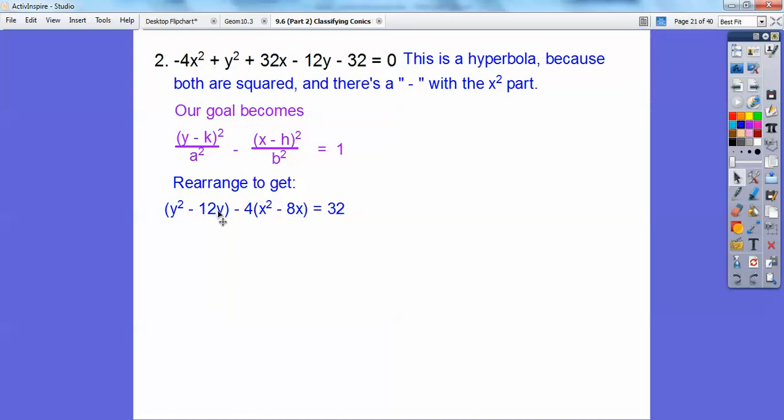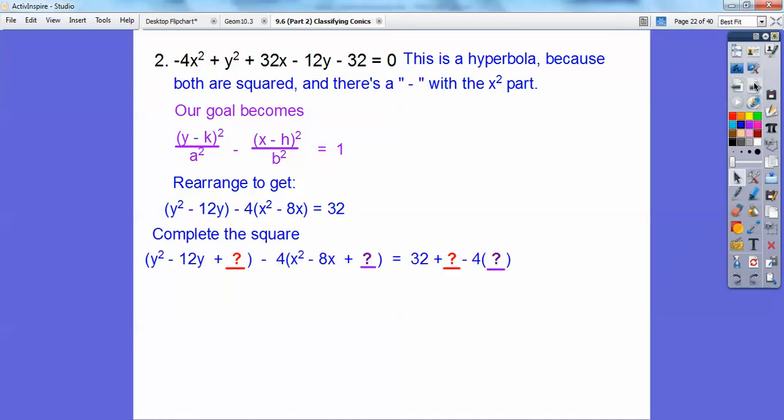All right, so now I'm going to create a space here and create a space here, and then I'm going to take half the middle guy and square it. So here's my y squared minus 12y right here. Here's my minus 4, and inside it's x squared minus 8x, so there's that right there. Now I'm going to take half of 12, which is 6. 6 squared is 36, so I'm going to add 36 right there and right there. Do you see my red question marks? Okay, that's a dark purple. I don't know if you can see dark purple at home. I'm going to take half of 8, which is 4. 4 squared is 16. So I'm going to add 16 inside of here, but I'm actually doing a negative 4 times 16.